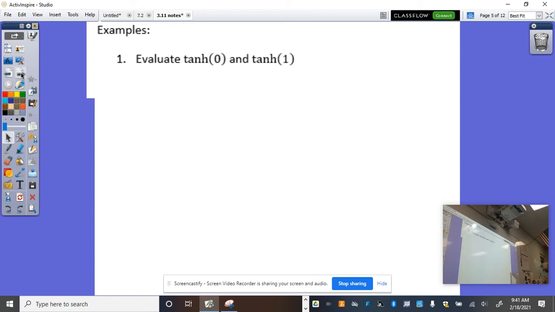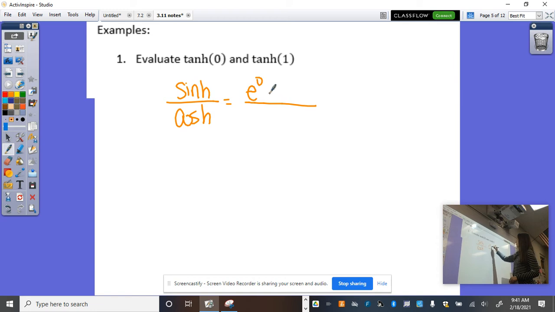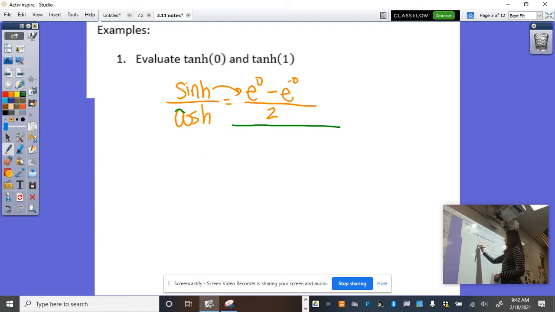So tangent, if you guys recall, the identity would be sine over cosine. So if we use the sine h of 0, that's e to the 0, and for sine, it's minus e to the negative 0, which is still 0, right? All divided by 2. That's the sine function. And we're going to divide that by this cosine h. It's e to the 0 plus e to the 0, divided by 2.